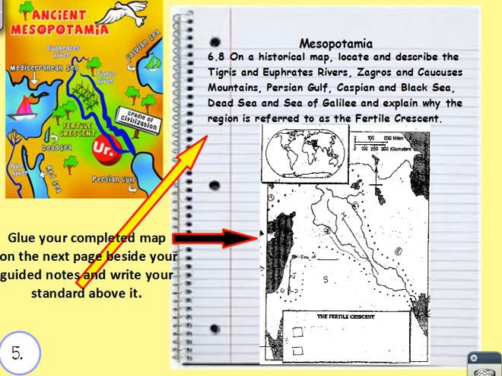Welcome back, America. We're moving on. So we have our map glued in. We have the 6.8 standard written on there. We're ready for the next thing. You guys have just a little square. You are going to fill that out as we listen to the video that's about to play. As soon as I click the next slide, the video is going to start playing. So before it plays, get that square in front of you.